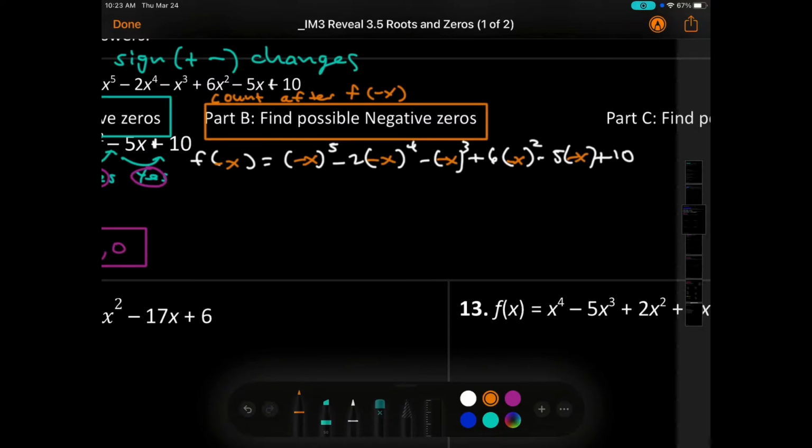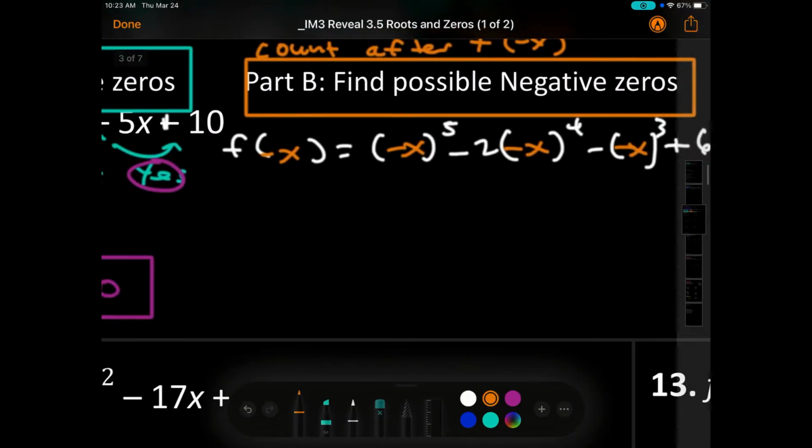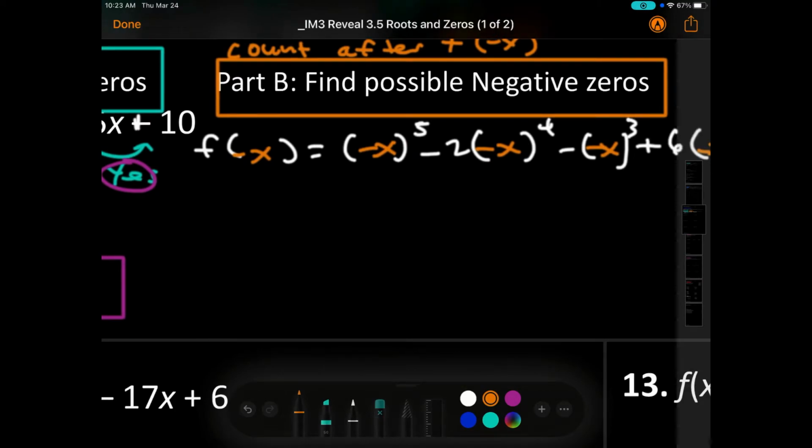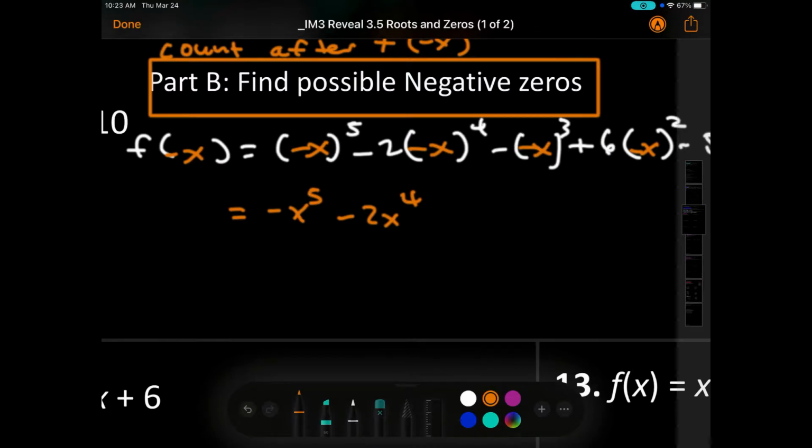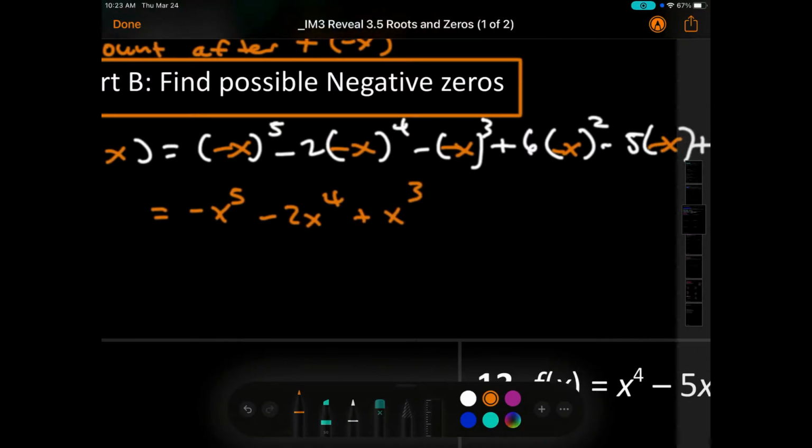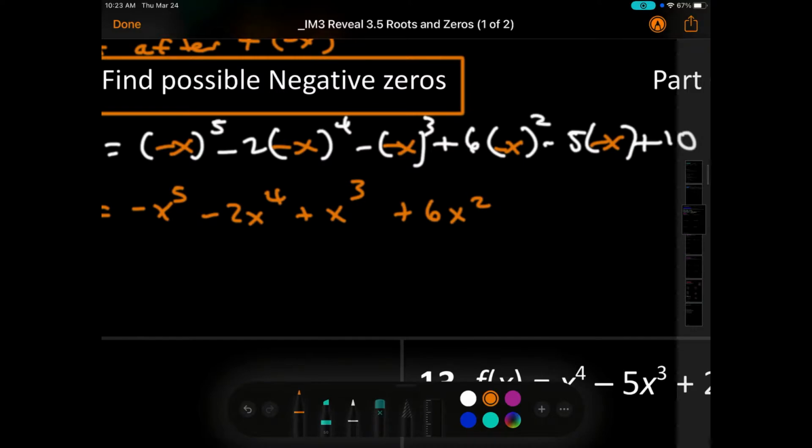Now remember, we're going to do PEMDAS here. So that means we're going to do the exponent first. So negative x to the 5th power, you're going to get negative x to the 5th power. Negative x to the 4th power is going to be x to the 4th times negative 2, which is negative 2x to the 4th power. Negative x to the 3rd will be negative x to the 3rd, and the opposite will be a positive x to the 3rd. Negative x squared is going to be x squared times 6, so it'll be positive 6x squared. And that'll be positive 5x plus 10.